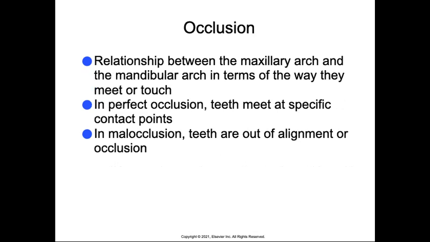Occlusion is a relationship between the maxillary arch and the mandibular arch in terms of the way they meet or touch. In a perfect occlusion or perfect bite, the teeth meet at specific contact points. If the patient has malocclusion or a traumatic bite, the teeth are out of alignment or occlusion.